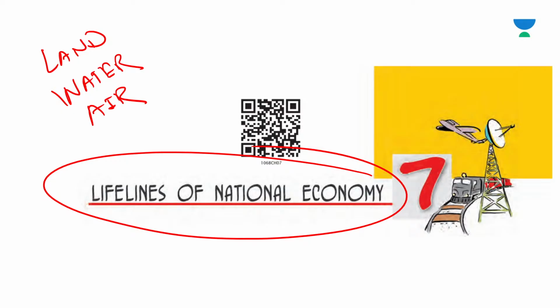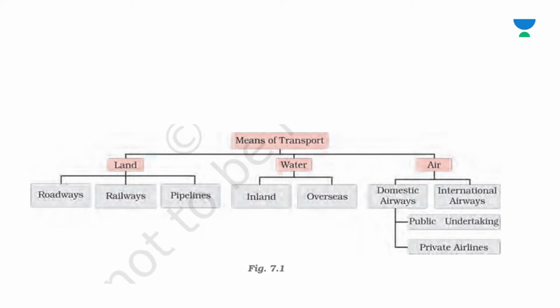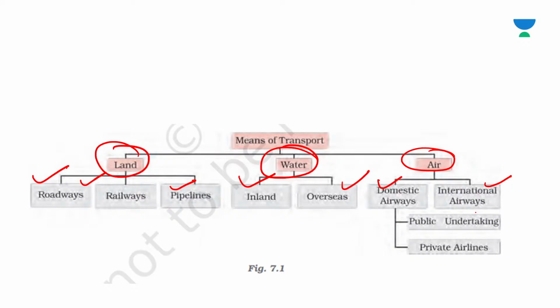Now, first of all, see the means of transport like roadways, railways, and pipelines through land, through water, inland and overseas, and through air, domestic airways, international airways, like public undertaking and private airlines. Now, first of all, we'll discuss roadways.